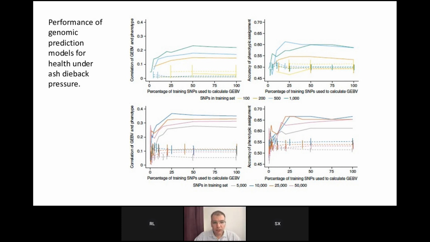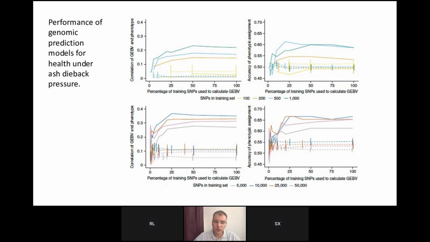Now you can see our correlations aren't particularly high. We've got correlations of sort of 0.2, and then in the bottom sets of charts on the left-hand side, with more SNPs, we've got correlations up to about 0.35. So that's not a very strong correlation, but for genomic prediction, that is quite a respectable correlation to get.